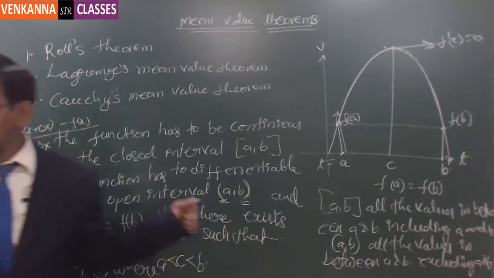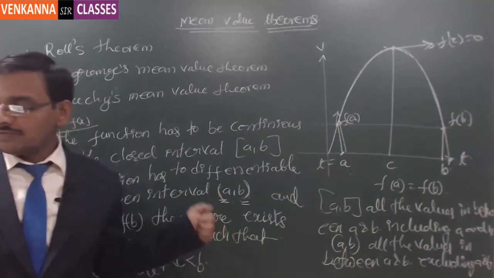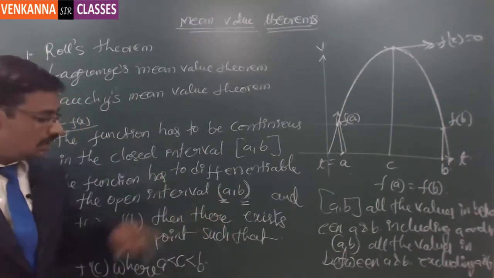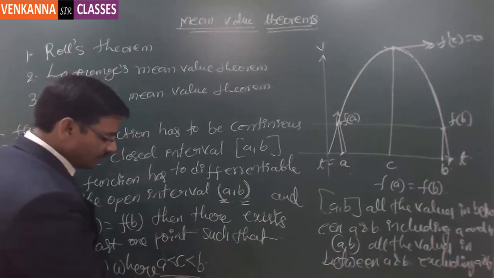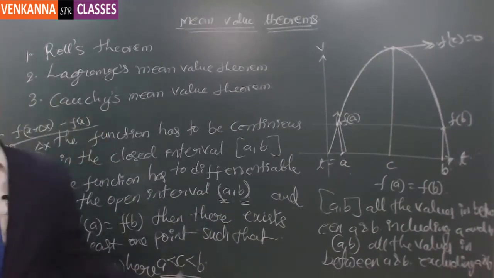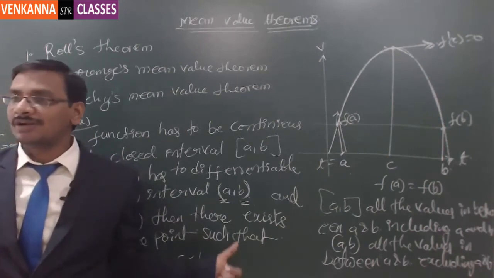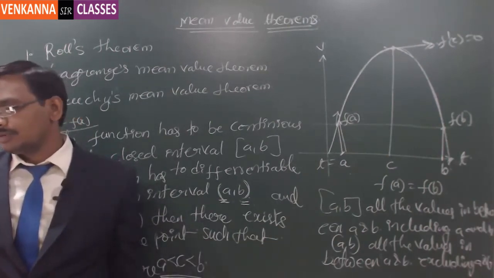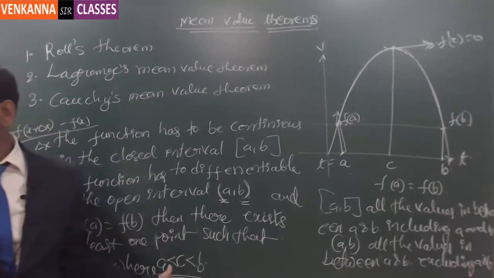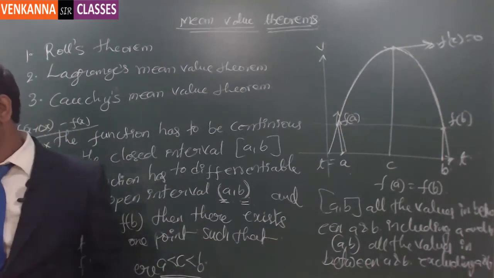And there exists at least one point such that f dash of c is equal to 0 in the open interval a comma b, not in the closed interval, because we assured the derivative only in the open interval a and b. Clear? That's why the value is in between a and b.